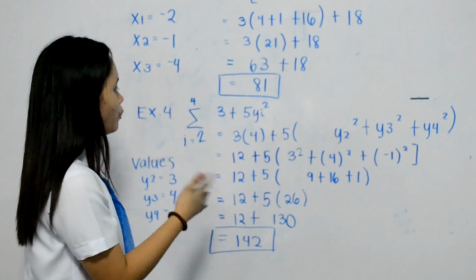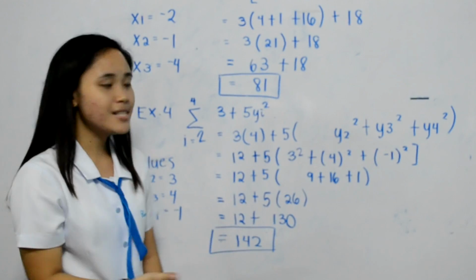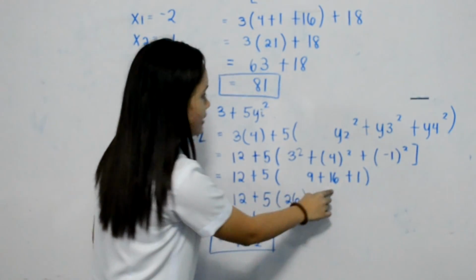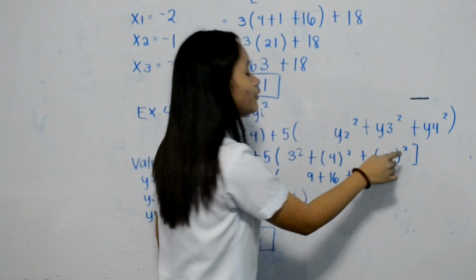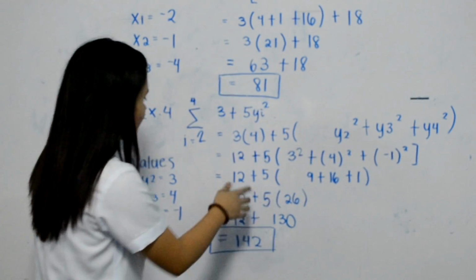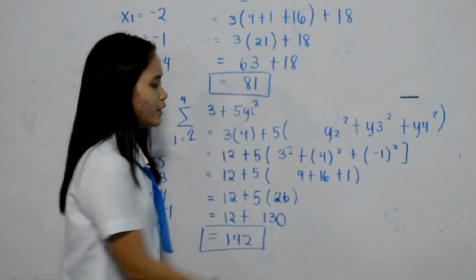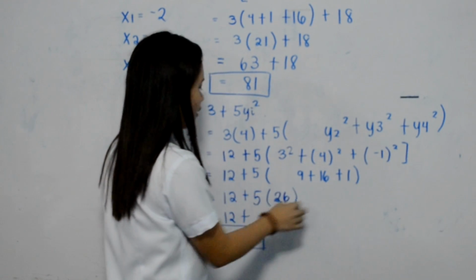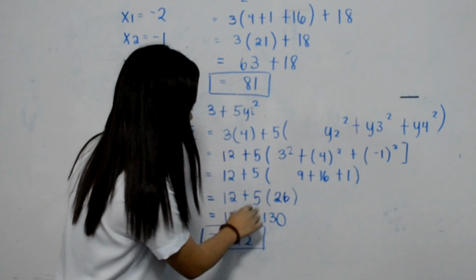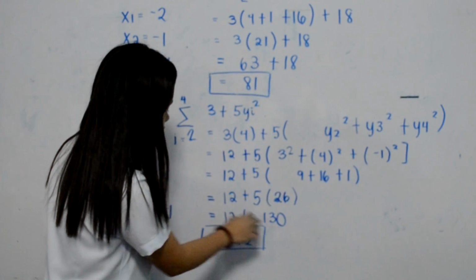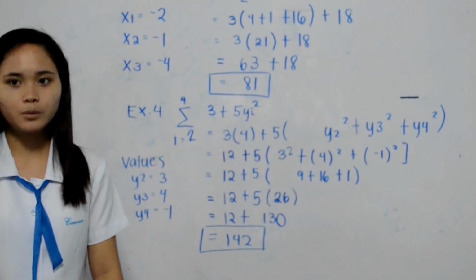So the given value in y sub 2 is 3 squared, plus the given value in y sub 3 is 4, so 4 squared is 16. Then the given value in y sub 4 is negative 1, so negative 1 times negative 1 is positive 1. Next, 12 plus 5 times the quantity of 9 plus 16 plus 1. So get the sum of this. 9 plus 16 plus 1 is 26. Then copy 12 plus 5. 5 times 26 is 130. Then 12 plus 130 is 140. The answer is 140.